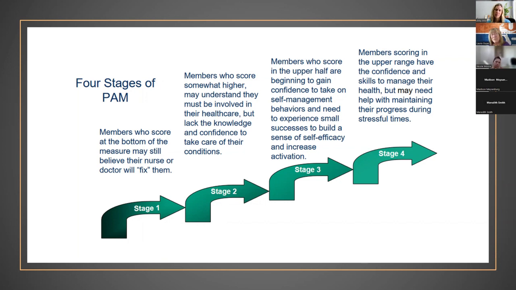Moving to stage number 3, those who score in this level are going to have some sense of confidence to self-manage, but they're still going to be somewhat dependent. They're going to be able to benefit from some small successes. So being able to create experiences for them to be successful, to build self-efficacy, will help them to increase their activation.